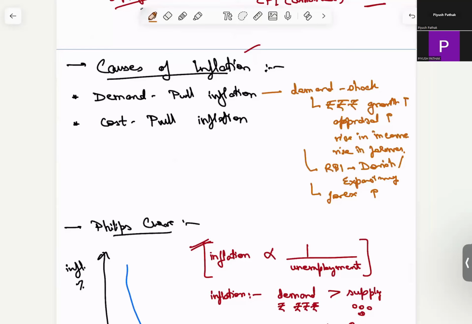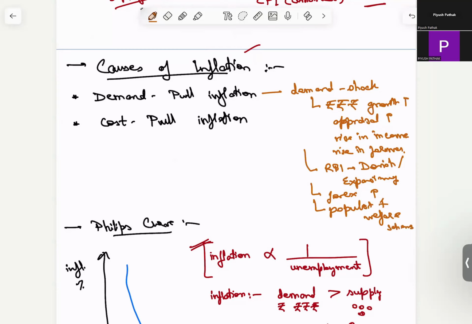Then there are welfare schemes by the government, again populist and welfare schemes. We can just club them. So populist or welfare schemes. All of these have a tendency to cause inflation.